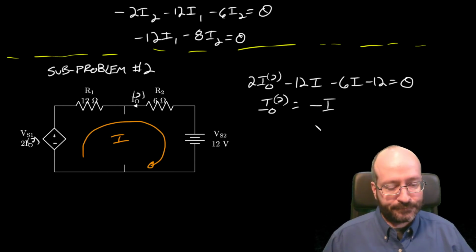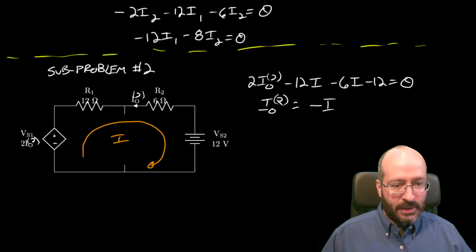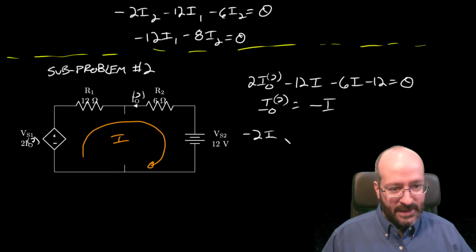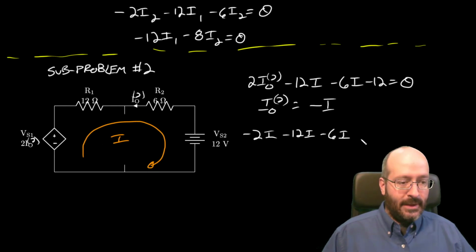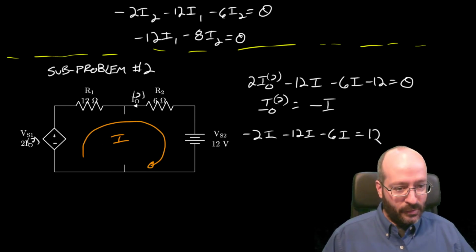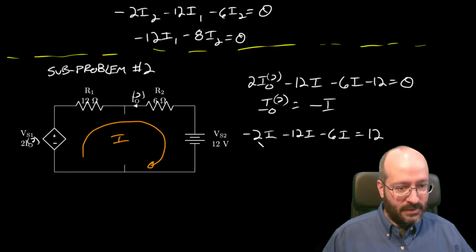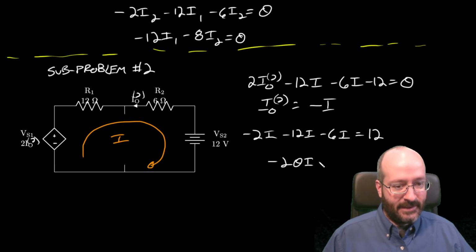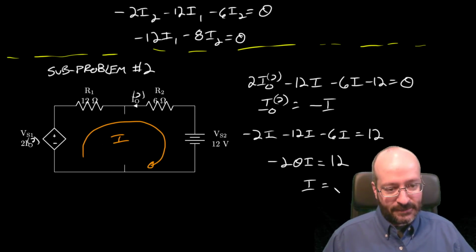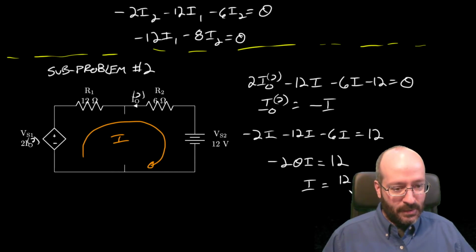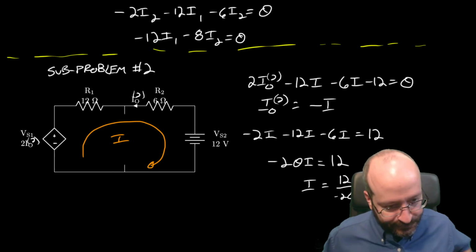So we plug that in. So we get -2I, -12I, -6I, and I'll bring that 12 over to the other side. And all together, let's see, we got 14, we get -20I equals 12. So I don't even need a calculator for that. I can just go 12 over -20. What's that going to be?